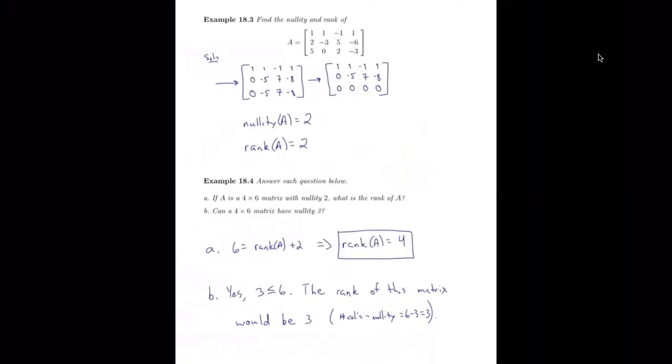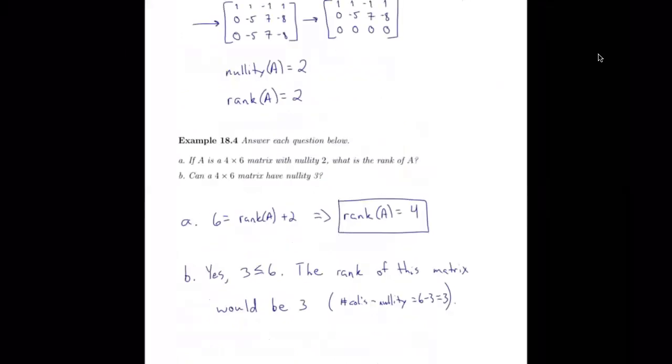So the bottom example is just a couple of conceptual questions. If we have a 4 by 6 matrix with nullity 2, what's the rank of A? Remember that when we talk about nullity and rank, we're talking about the number of columns, right? This is places we map to. Do we map to 0? What's the dimension of the space that maps to 0? That's the nullity, right? That's 2 in this case. And then that leaves us the dimension of things that don't map to 0 necessarily, which is the rank of A.